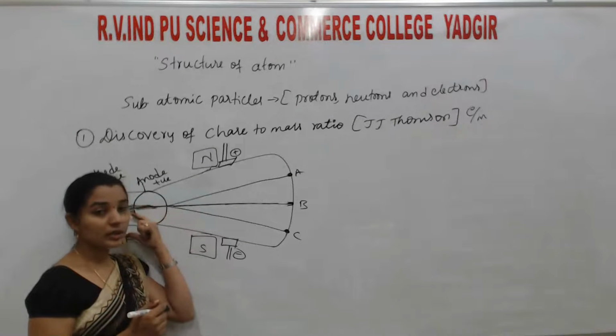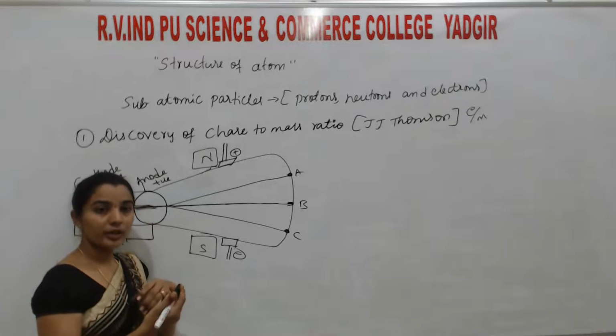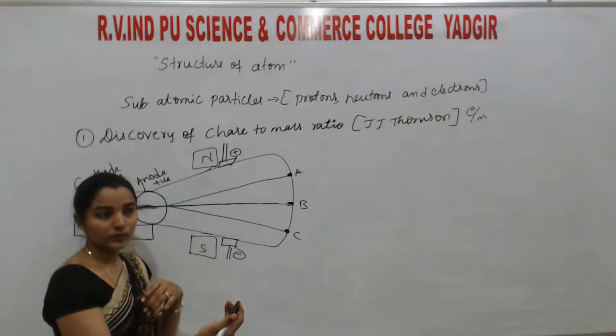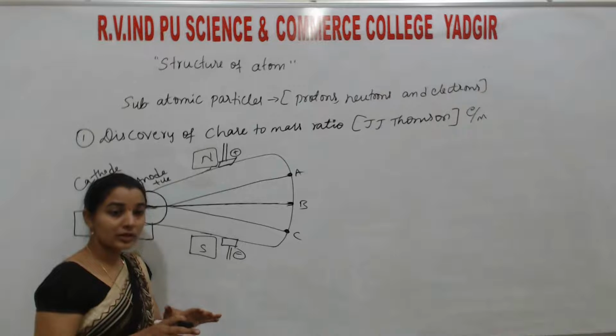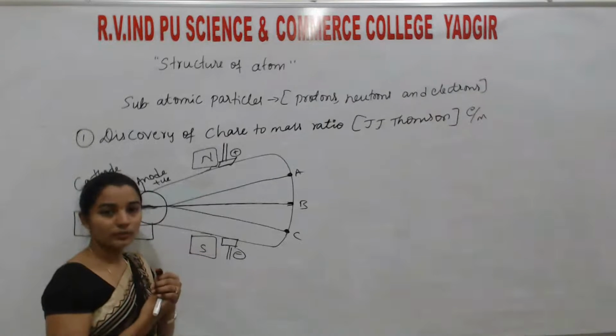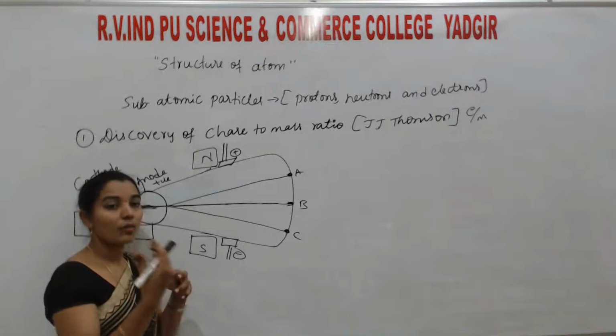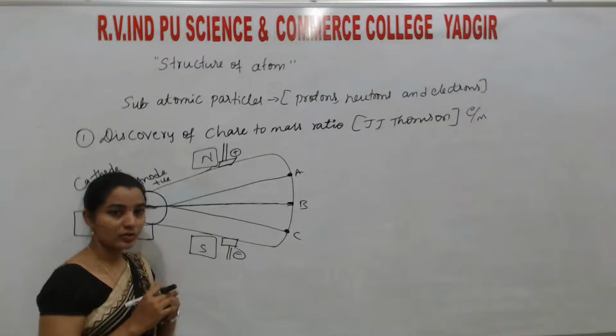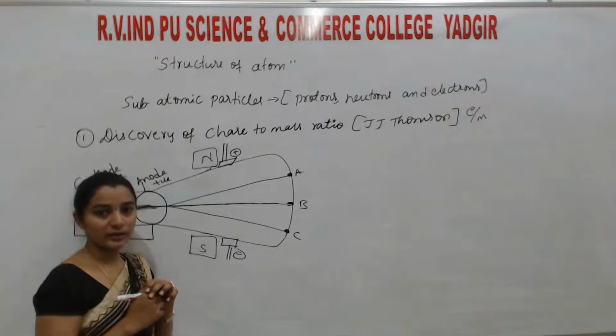If charge on the electrode is more, deviation is more. If mass of the particle is less, deviation is more. Means lighter particle shows more deviation, denser particle shows less deviation, like that.